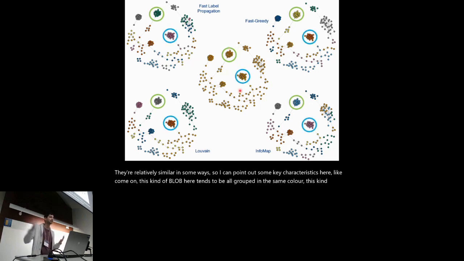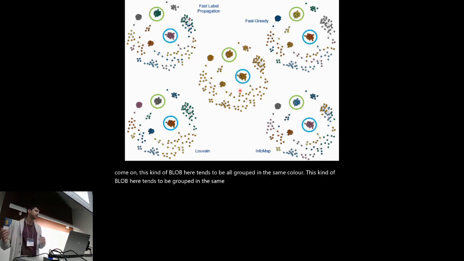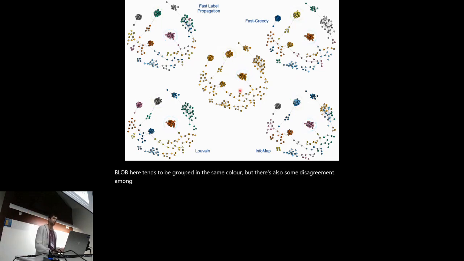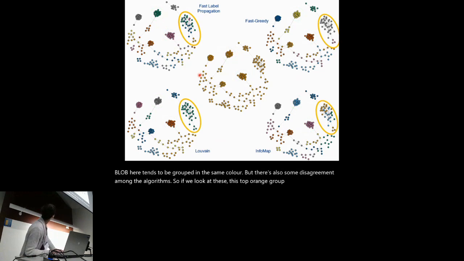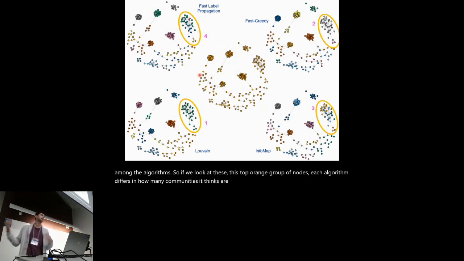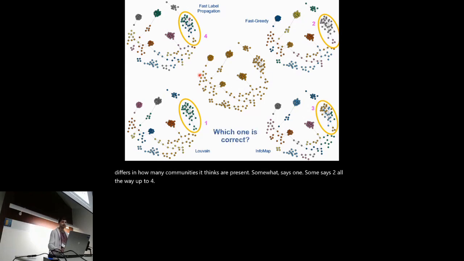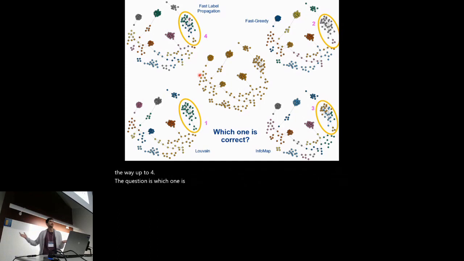This kind of blob here tends to be grouped in the same color. But there's also some disagreement among the algorithms. So if we look at this top orange group of nodes, each algorithm differs in how many communities it thinks are present. Some say 1, some say 2, all the way up to 4.